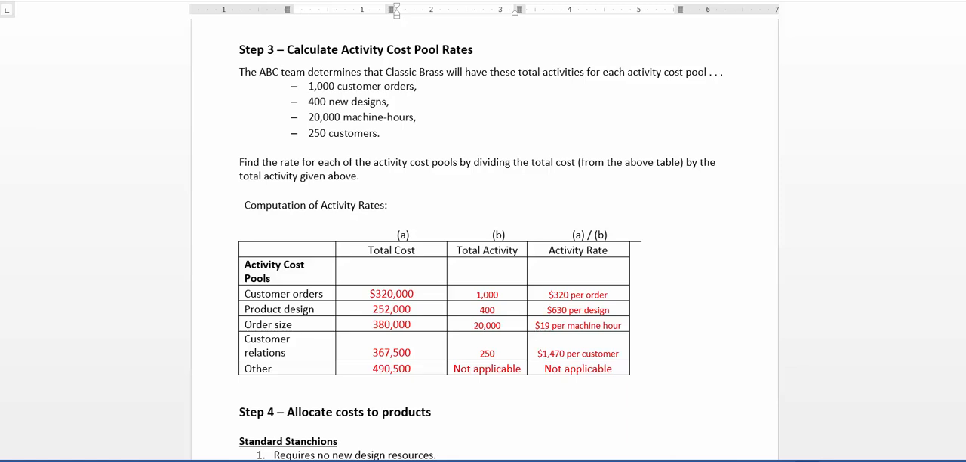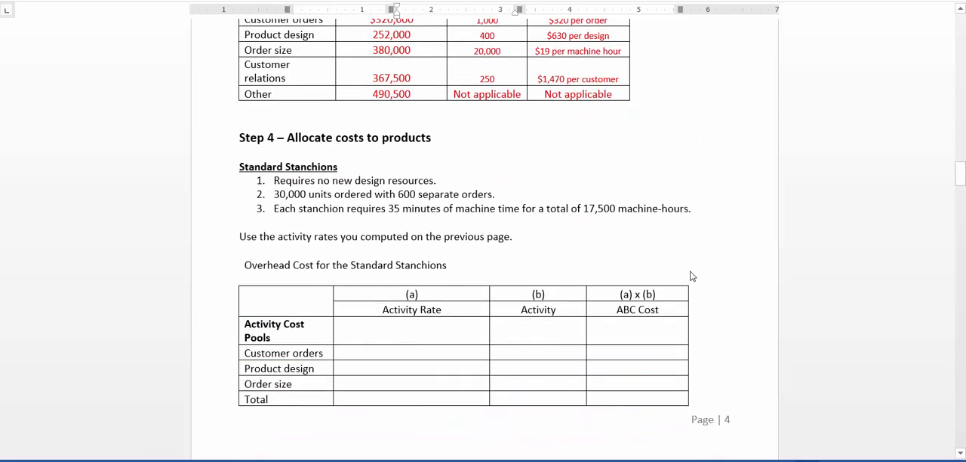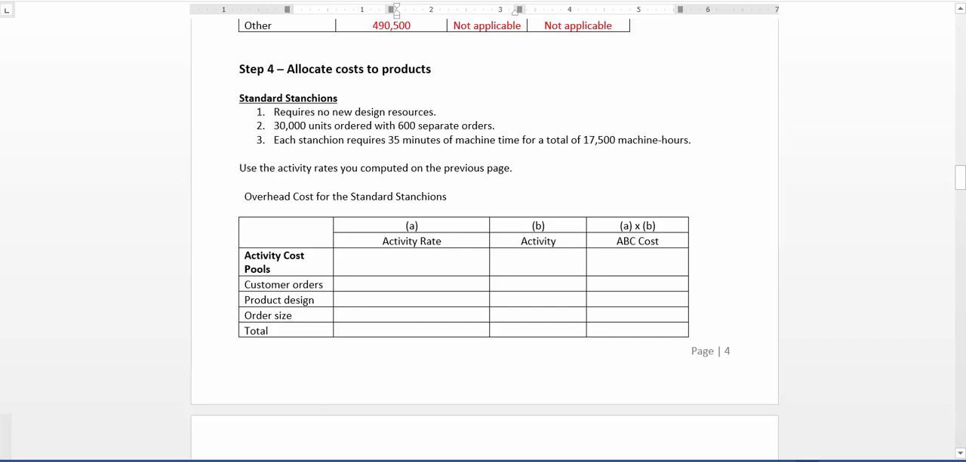Hi everyone, we're back to finish up the activity-based costing example. You should have what's showing on the screen right now, which is that you should have up to step 3 all finished. And now what we're going to do is take all of the information that we have and use it to allocate costs to our two products that we make. Okay, so we're going to scroll down here and we're going to be allocating costs to our products.